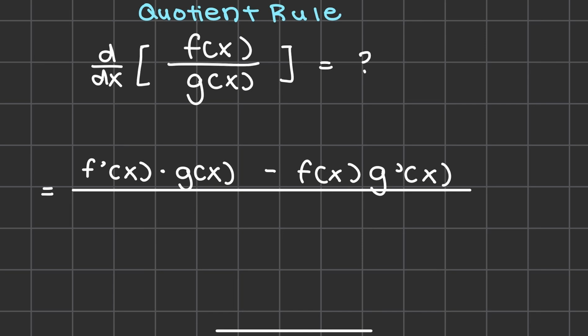That entire thing over g of x, once again not derived, squared. And that's the quotient rule.